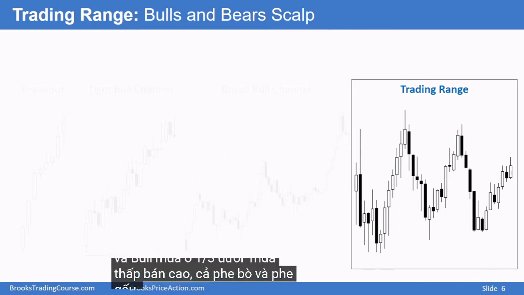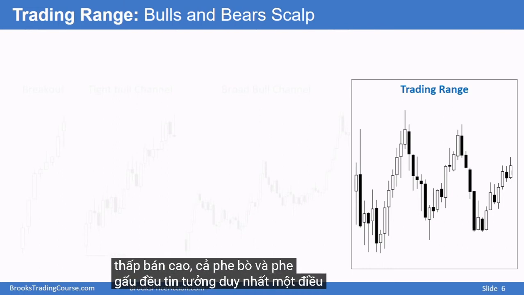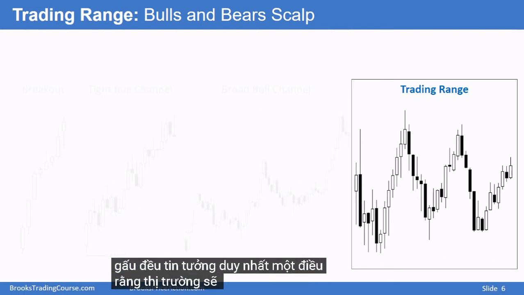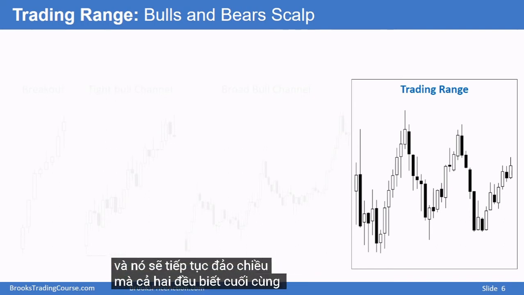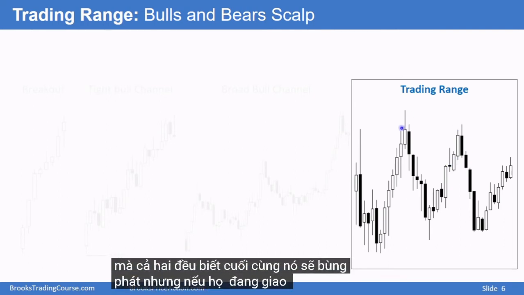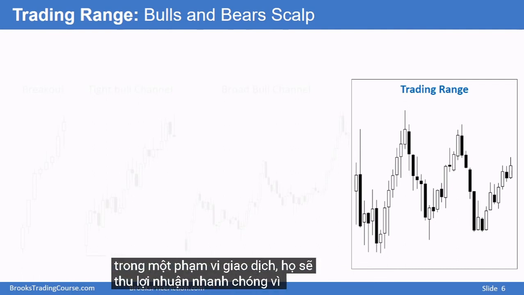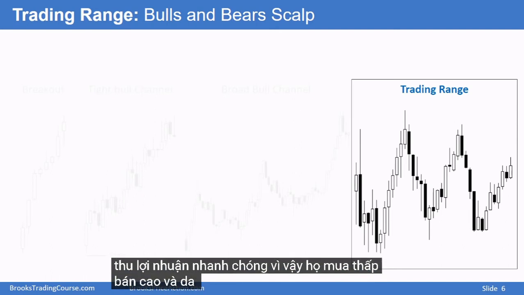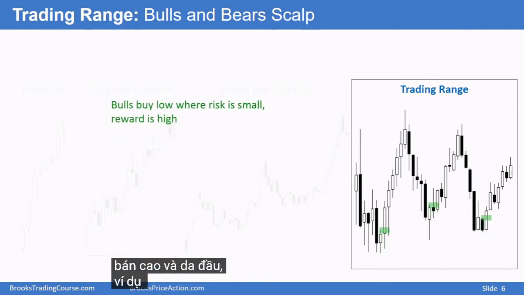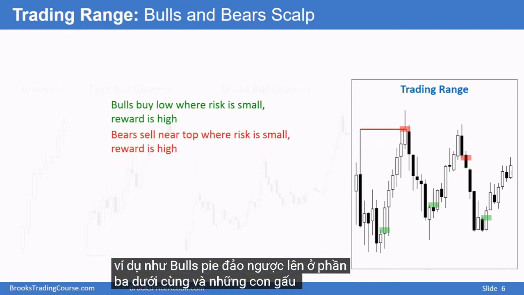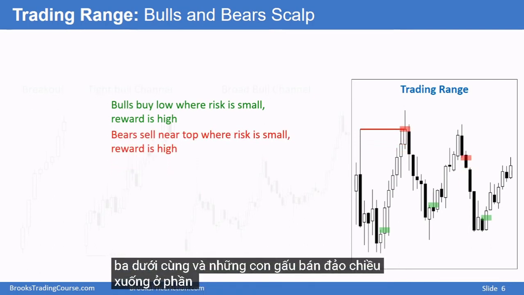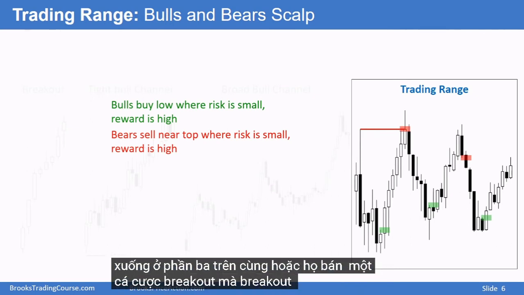Both the bulls and bears are confident of only one thing, that the market's not going to break out and that it will continue to reverse. They both know eventually it will break out, but if they're trading it and it's in a trading range, they're going to be taking quick profits. So they buy low, sell high, and they scalp. For example, bulls buy a reversal up in the bottom third, and bears sell a reversal down in the top third, or they sell a breakout, betting that breakouts will fail.